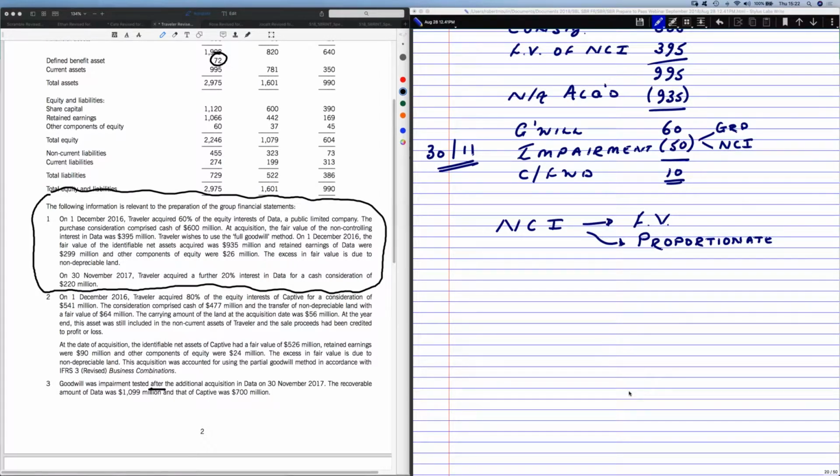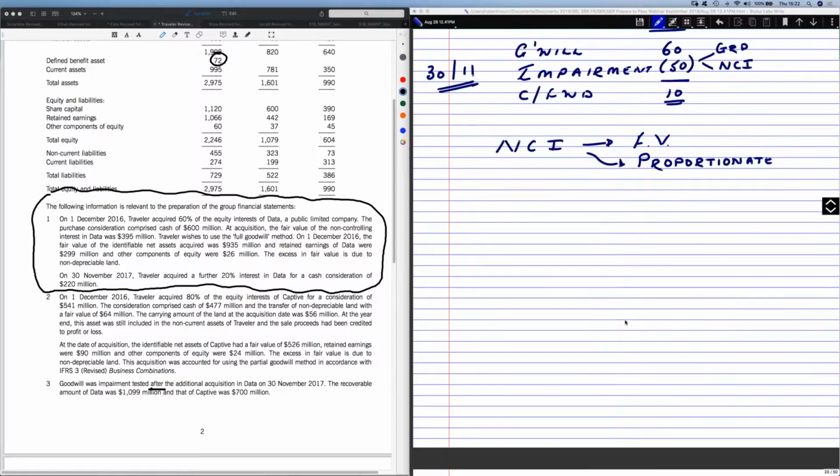Now, what is then the difference between a question where the policy for the NCI is fair value and a question where the policy for the NCI is proportionate? What is basically the difference? Can you just give me one word that you could use to sum up the difference? Letitia says the word is goodwill. Letitia is giving me the word goodwill. Isra is giving me the word goodwill. And I think you're absolutely right, everybody.